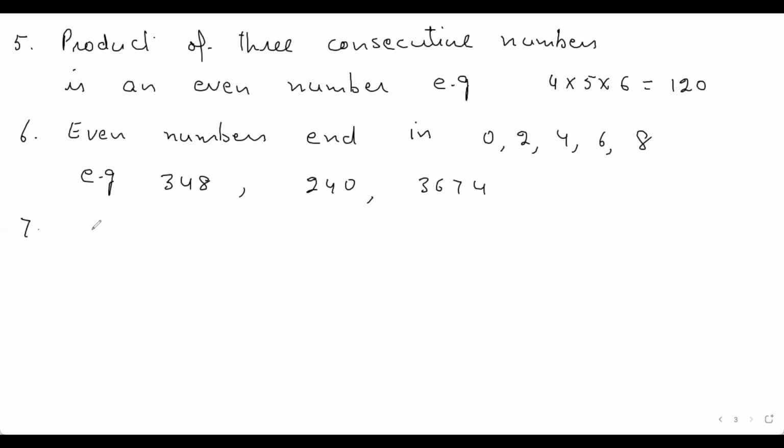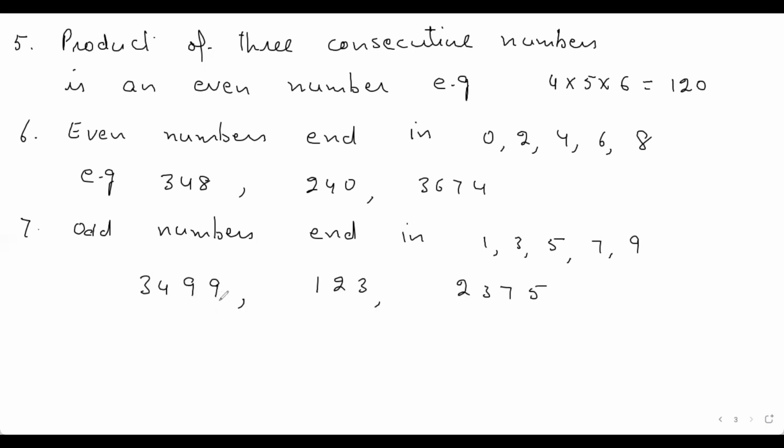Odd numbers end in 1, 3, 5, 7, 9. Like, because they end in 9, 3, 5, so they are odd numbers.